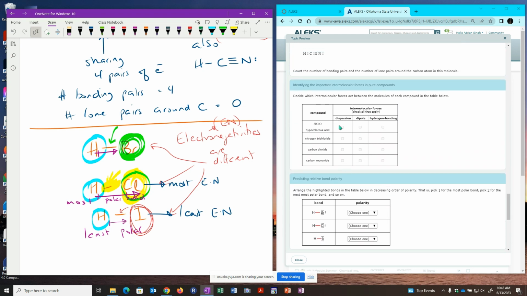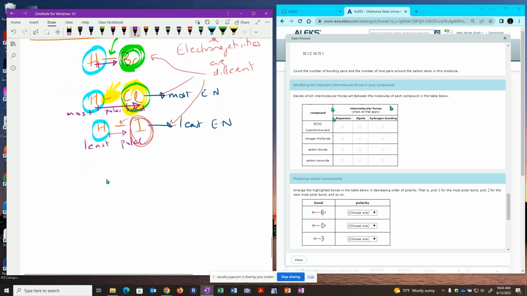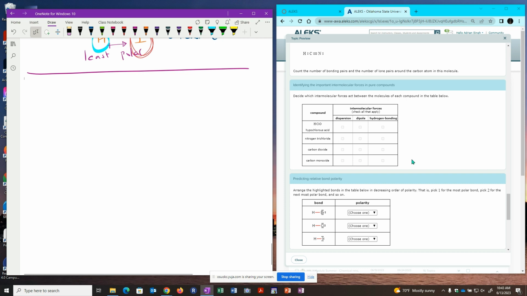All right, the other question looks at the intermolecular forces that are going to be acting between molecules of each of the compounds listed. And here we're going to now put several things into practice. So let's take a look at maybe the carbon dioxide first as an example. So the CO2.